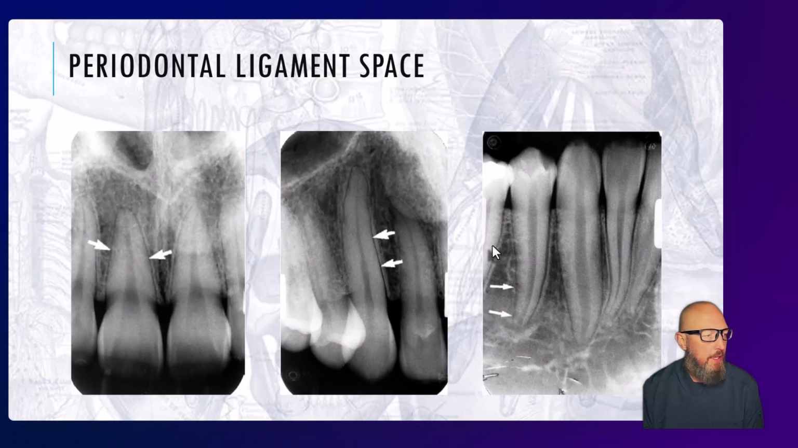All right, on to the next slide here. So we talk about the PDL spaces. This is just that thin gap between the lamina dura and the tooth, and there's just soft tissue there. There's a ligament, the periodontal ligament is what I mean by PDL, and that's why it appears radiolucent. Soft tissue structures typically tend to appear radiolucent compared to bone, which is more calcified.